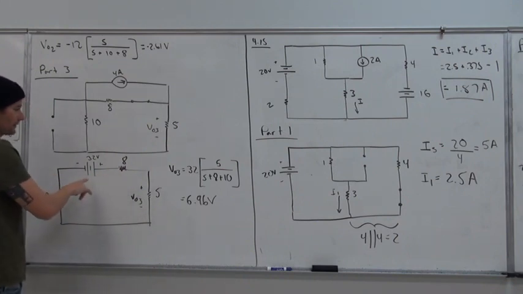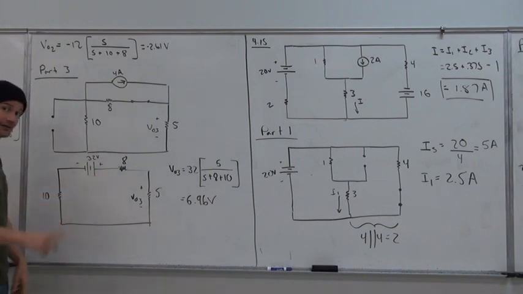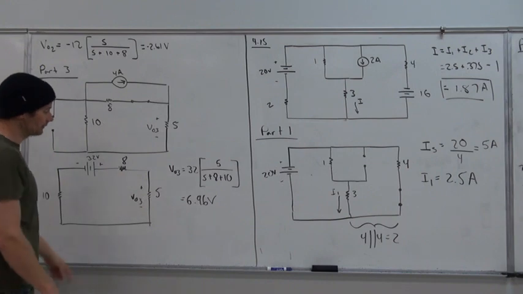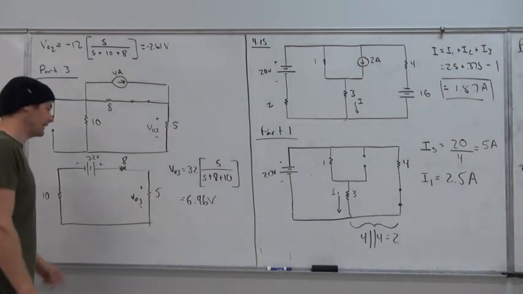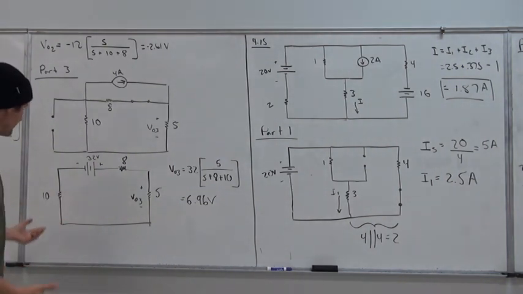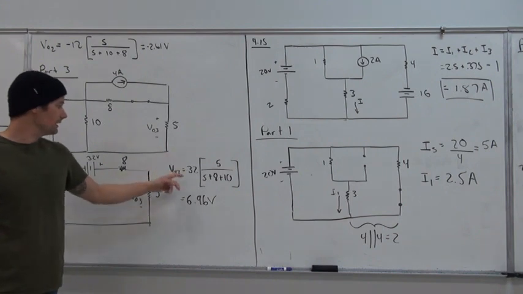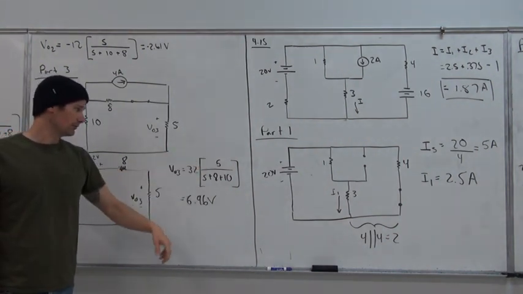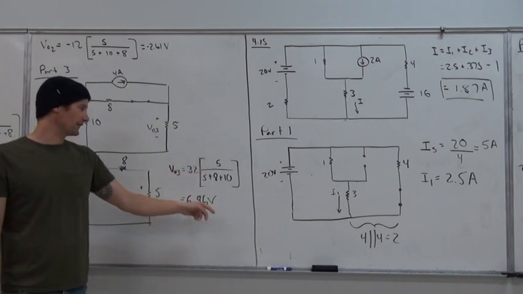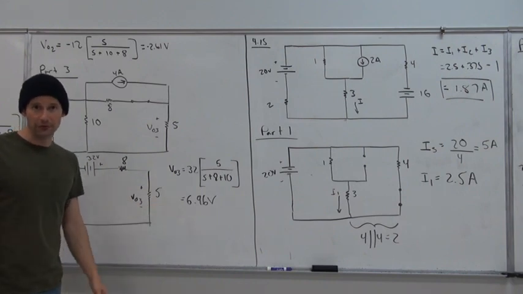Put the 8 ohm resistor in series, and if we go around the closed loop, current, sure enough, is leaving the positive terminal of the 32 volt source going into the positive terminal of the 5 ohm resistor, which is consistent with the way that the problem asked. Once again, we have a single series loop here. With that single series loop, V naught 3 would be 32 multiplied by 5 over 5 plus 8 plus 10, and that gives us a value of 6.96 volts.